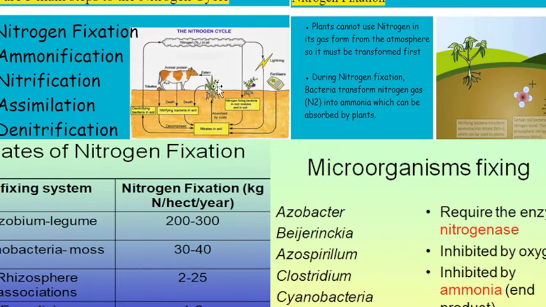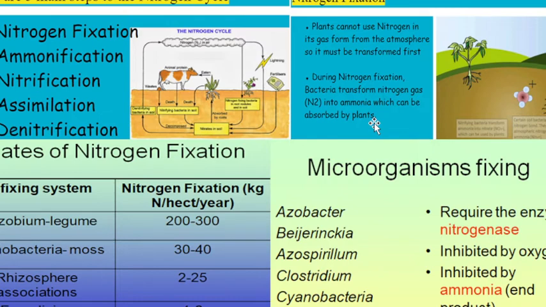So plants cannot take up this plentifully available nitrogen in the atmosphere. Plants cannot use nitrogen in its gaseous form, so it must be transformed first. Your first step is nitrogen fixation. So what is the process here? During this process, bacteria transform nitrogen gas into ammonia, which can be absorbed by plants.